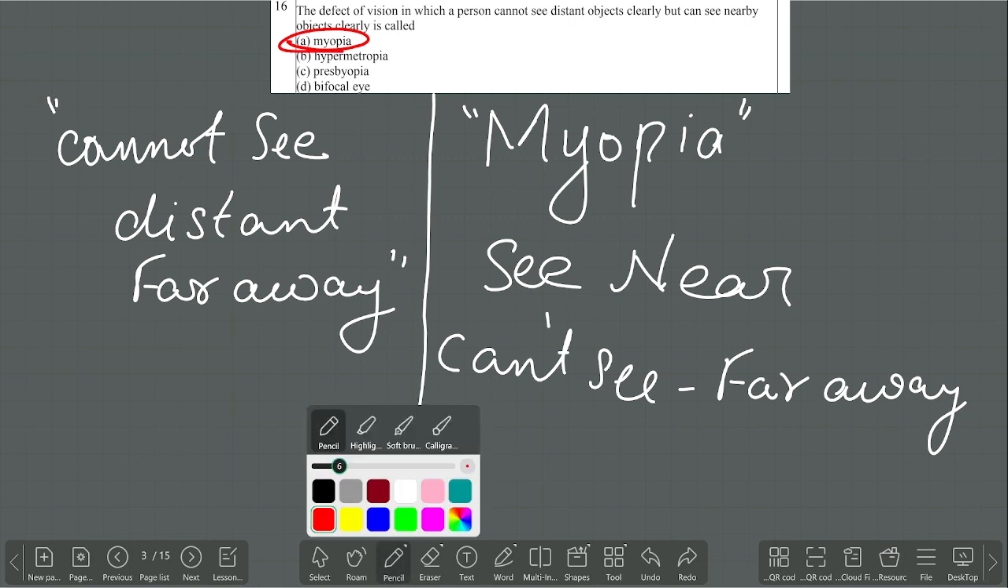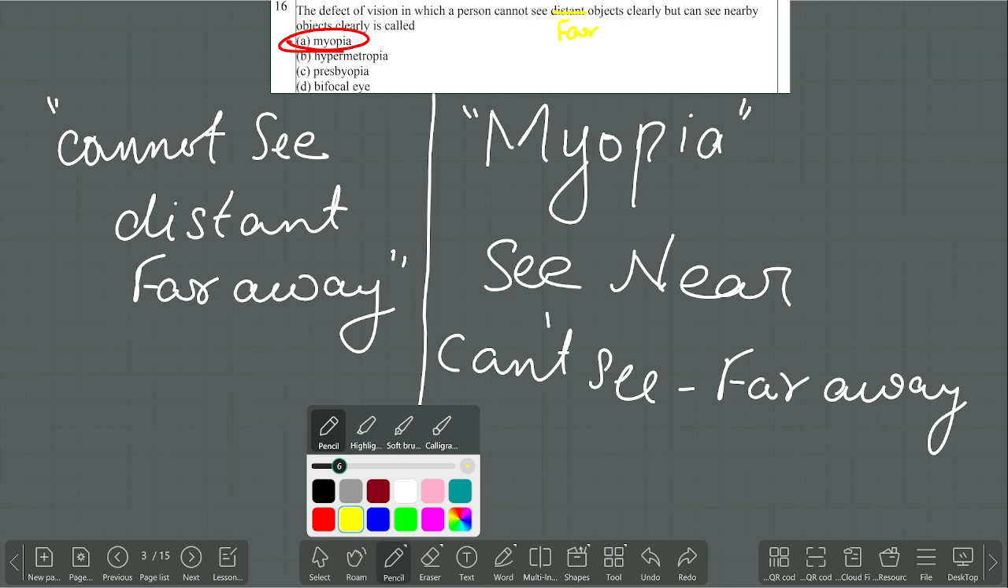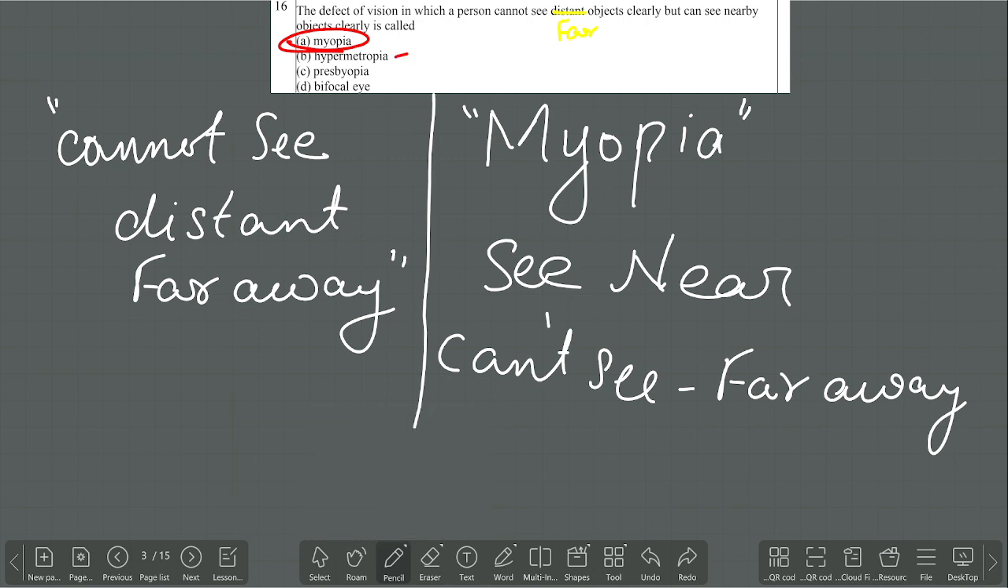Suppose the same question is replaced like this: a person cannot see faraway objects. By that time, the person is suffering from the defect called hypermetropia.